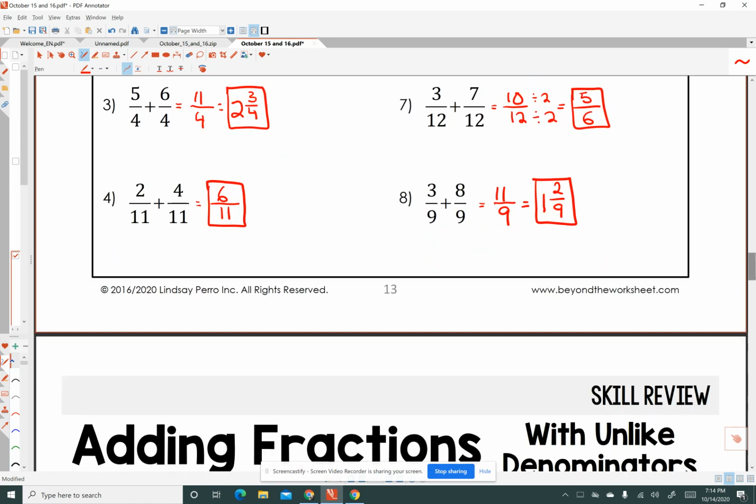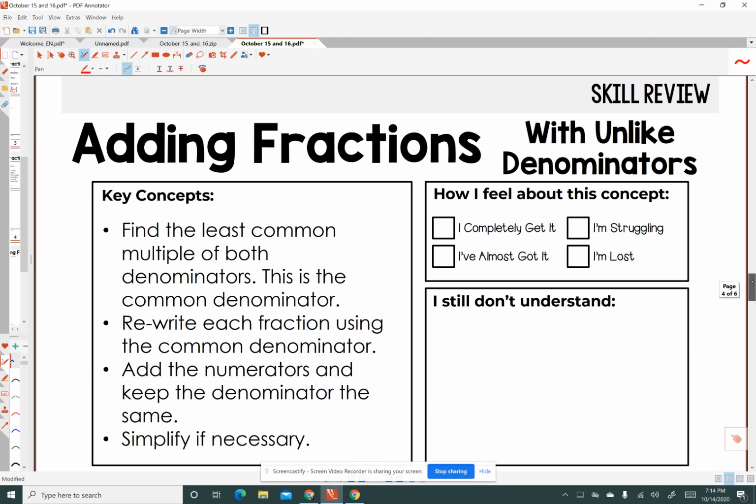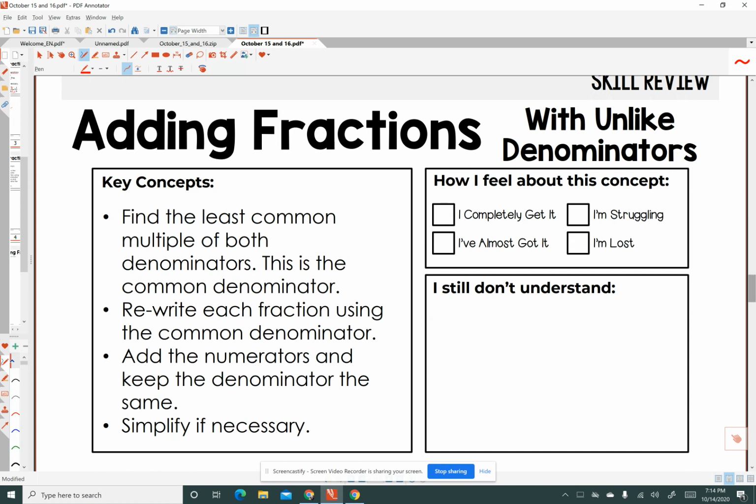So you have some practice here on the next page that you'll be doing. But before we start that practice, let's take a look at unlike denominators. So the things are going to be a little more complicated here. So with unlike denominators, first, we find the least common multiple of both denominators. That's the key step. And that will be our new common denominator.